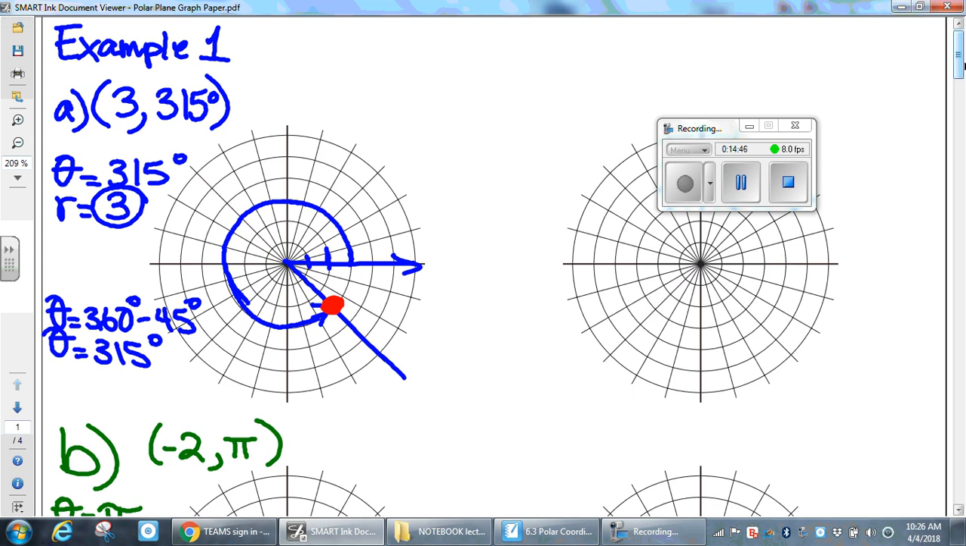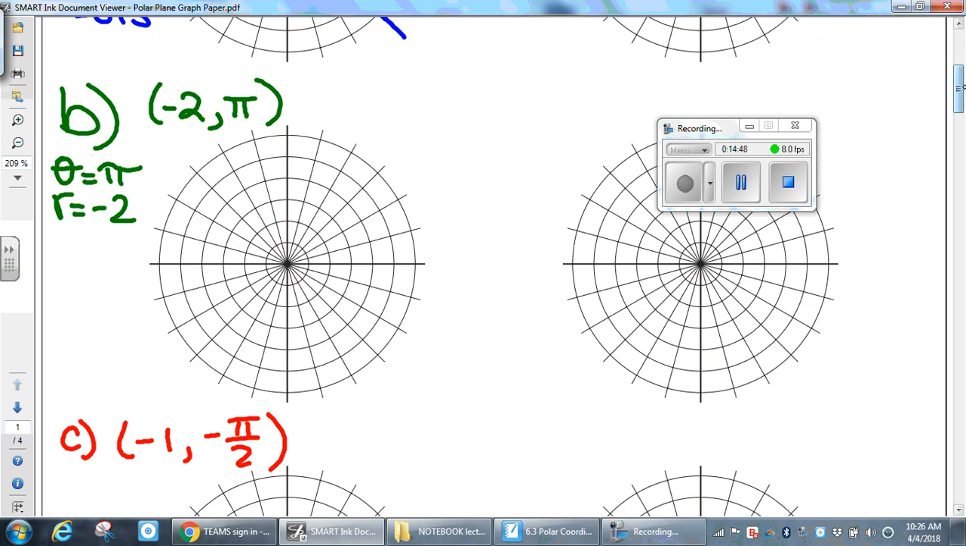Now the next one, you all know where pi is, and if r was a positive 2, we would have something like this, stopping there. And then, because it's a -2, instead of being here, it will be reflected across, and so it will be here. That's right. If you guys got it right, raise your hand. If you didn't, it's okay, just fix it.